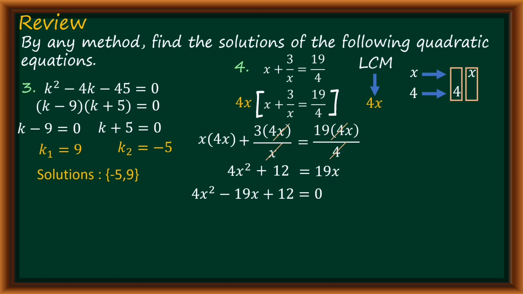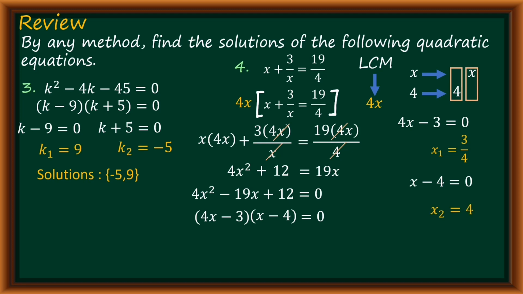This is also factorable, and the factored form is the quantity 4x minus 3 times the quantity x minus 4 is equal to 0. Then let us solve for the value of x. We have the first one, 4x minus 3 is equal to 0. Then the value of x is equal to 3 over 4. The second one is x minus 4 is equal to 0, and the second value of x is equal to 4. Therefore, the solutions are 3/4 and 4.